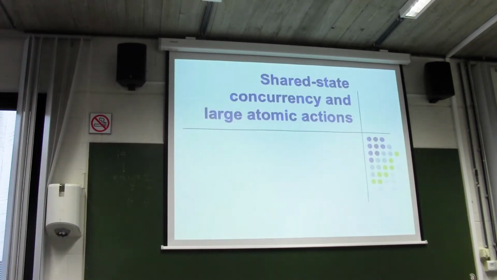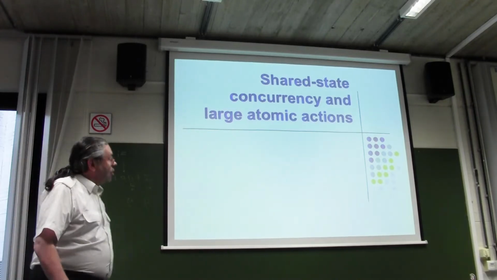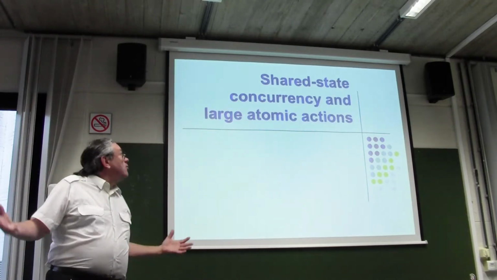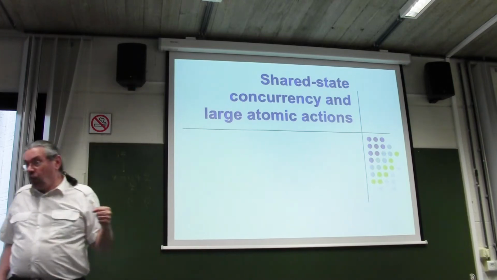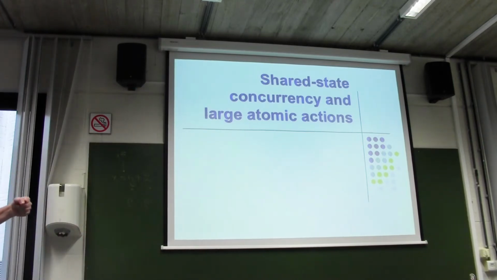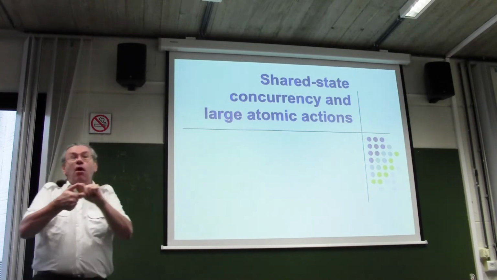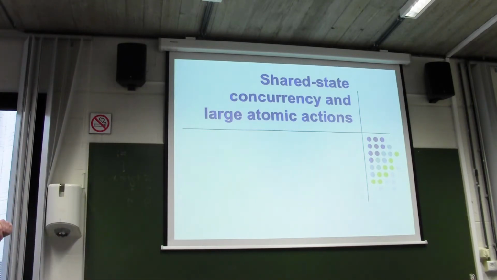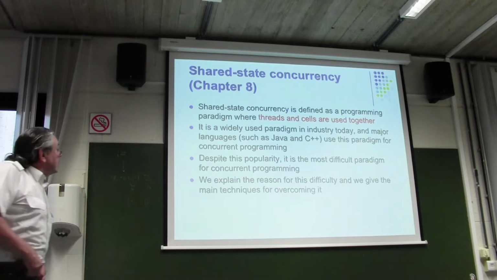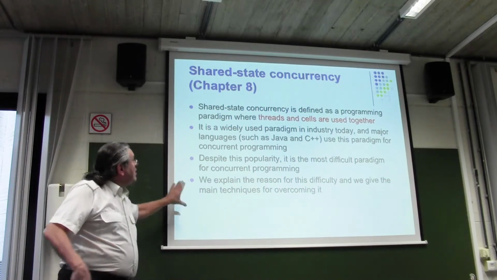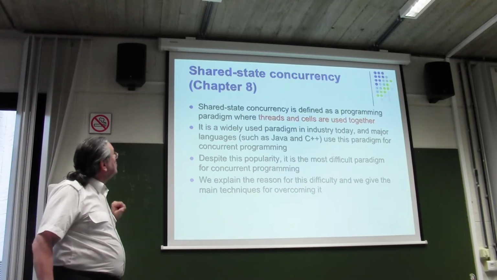And now I want to talk about how do we do shared state concurrency? Why is it hard? And how do we do it? And the way to do it is by building big atomic actions. Exchange is a very small atomic action, but usually you want bigger ones. Okay? So let me explain now, step by step.